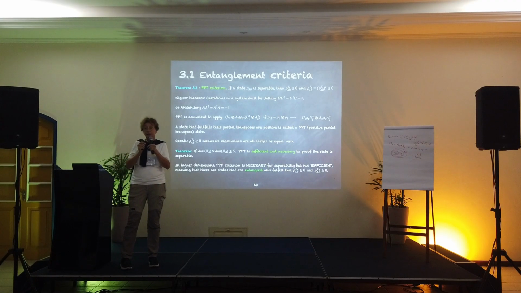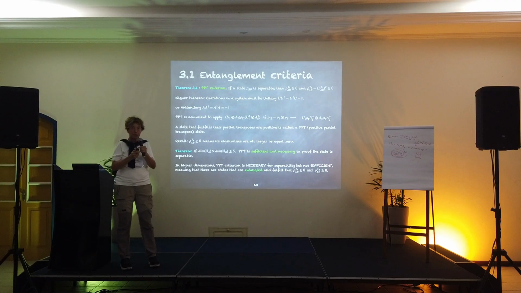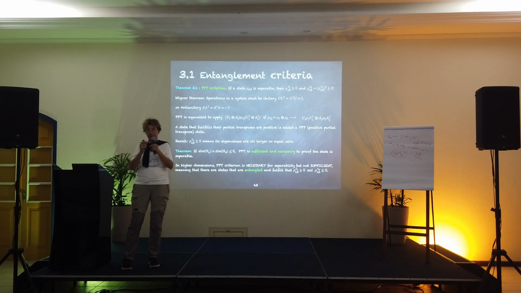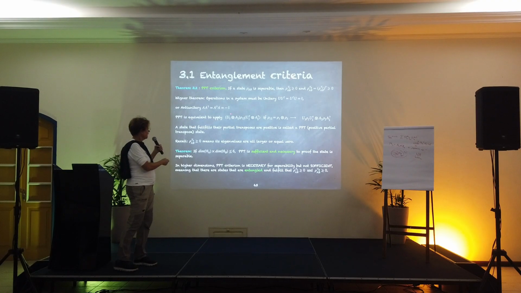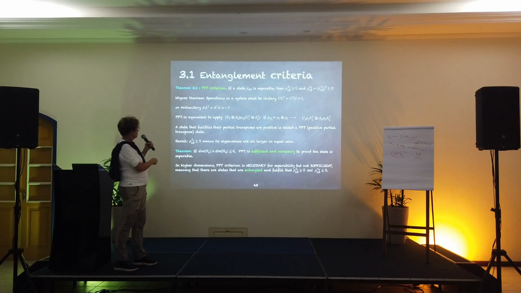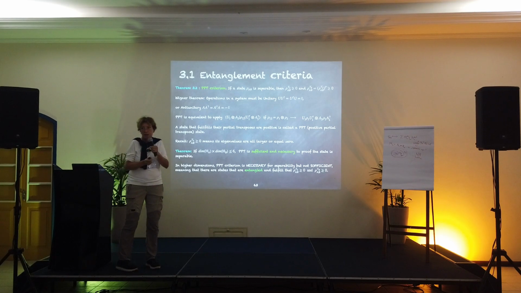PPT is a criterion that tells us just transposing, which is to do an anti-unitary matrix. It's like time reversal, charge conjugation, on one of the systems. So if I have my system like that, PPT is telling me: do in the first system a unitary transformation and in the second an anti-unitary transformation. Well, this is crazy because a priori that doesn't work, no?